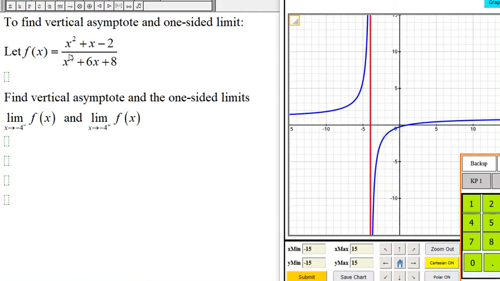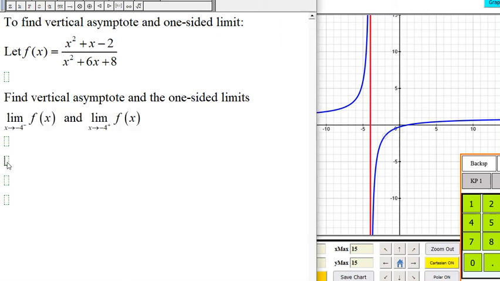And here we have the function (x squared plus x minus 2) divided by (x squared plus 6x plus 8). And we want to find the vertical asymptote and the one-sided limits. So again, to find the vertical asymptote, set the denominator equal to 0 and solve for x.